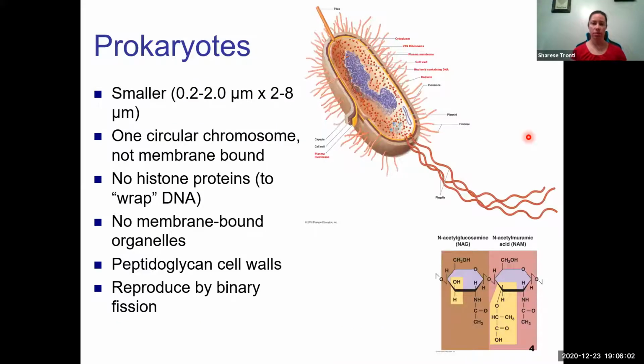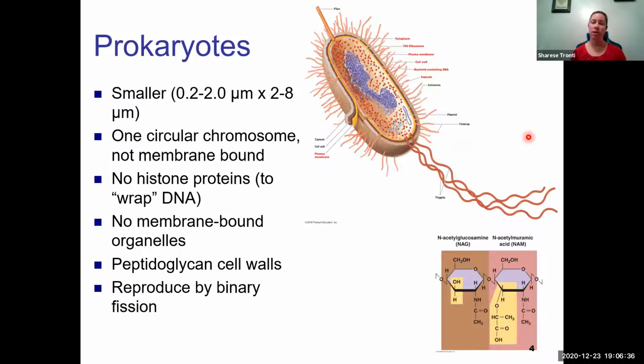Now, prokaryotes, these are all your bacterial cells. They're smaller than eukaryotes. They only have one circular chromosome. So all of their DNA is on one chromosome and it's circular. And that DNA is not membrane bound. So that means that there's no nucleus, there's no nuclear membrane. The DNA in prokaryotes is not wrapped around histones.